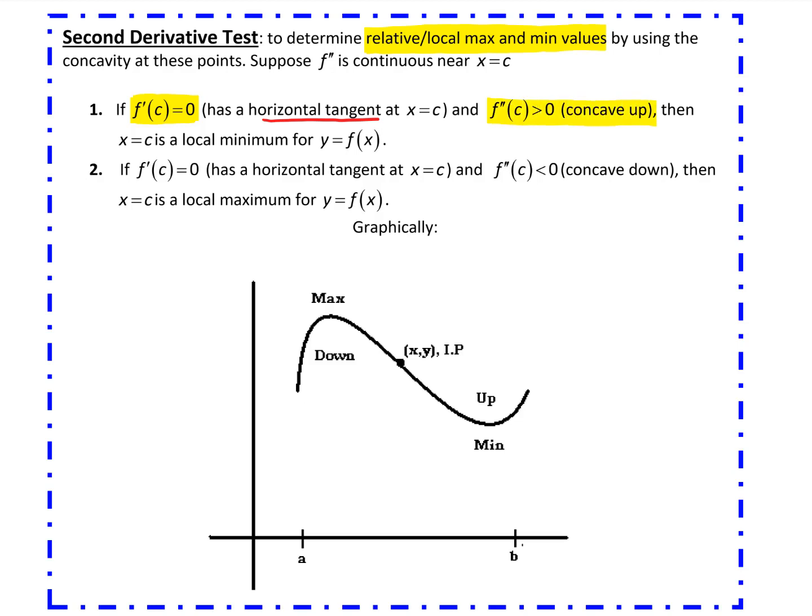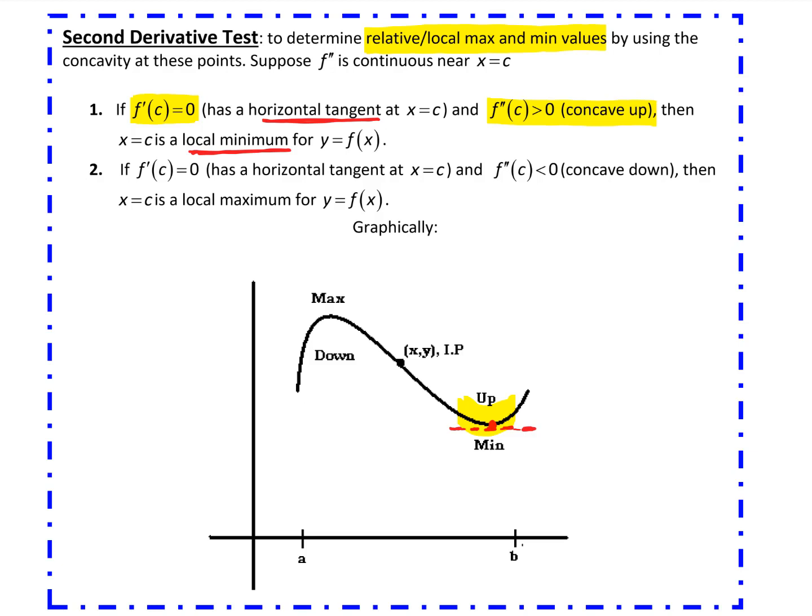So if we have a horizontal tangent line and we're concave up, that is going to tell us that, at this point right here, that's the scenario on the graph where I'm drawing now, that we must have, at this point with that horizontal tangent line concave up, a local minimum. Okay? So if we know that we have a horizontal tangent and the concavity is up at that point, then it must be a local minimum.